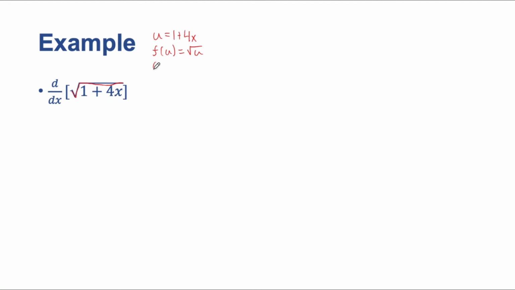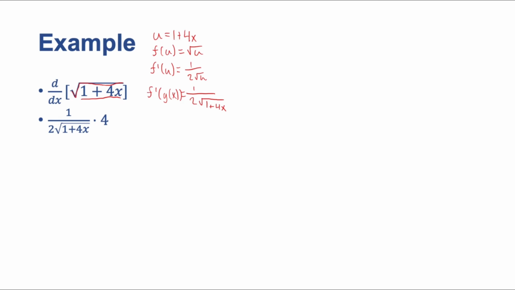And if I want to take that derivative, f prime of u will be 1 over 2 root u. That means that my f prime of g of x is going to be equal to 1 over 2 times the square root of 1 plus 4x. And that's really the hard part of the chain rule, because after this, all we need to do is take the derivative of 1 plus 4x, which is just 4 through the power rule. And that gives us 1 over 2 times the square root of 1 plus 4x times 4.